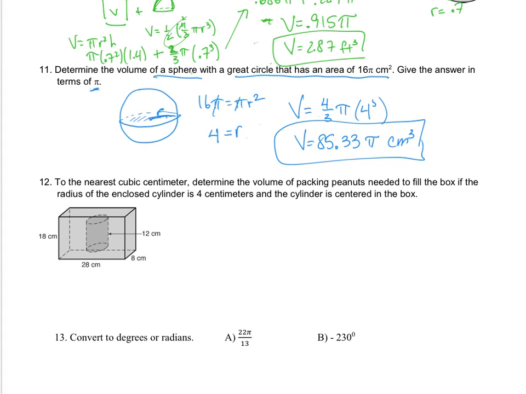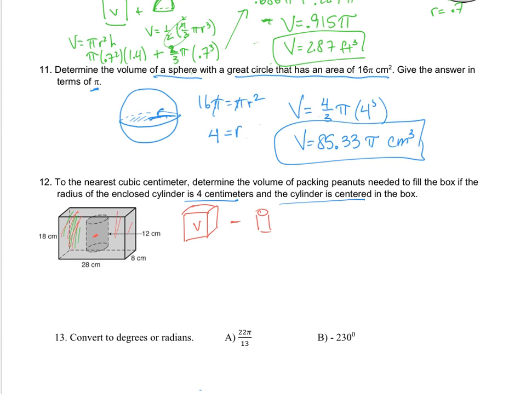All right, for number 12, to the nearest cubic centimeter, determine the volume of packing peanuts needed to fill the box if the radius of the enclosed cylinder is 4 centimeters and the cylinder is centered in the box. So basically, we've got to fill up this box. Let's do a different color here. We've got to fill up all the stuff in this box, assuming this cylinder's in it. So how much volume do we have left? What I need to do is find the volume of this minus the volume of that. And that'll give me what's left inside of it.